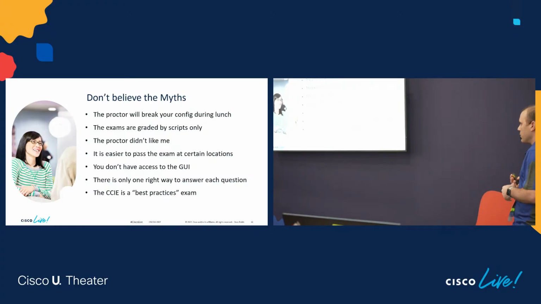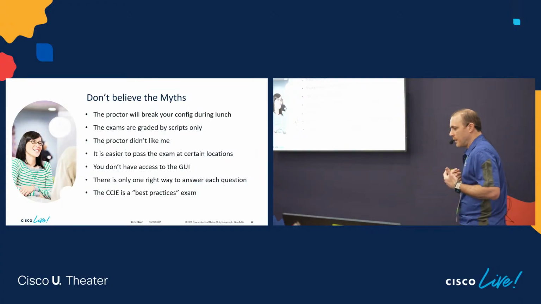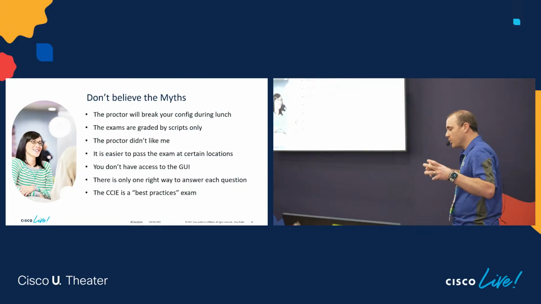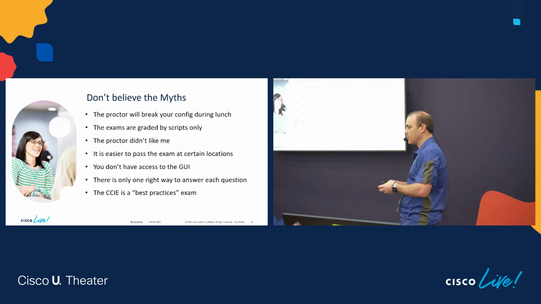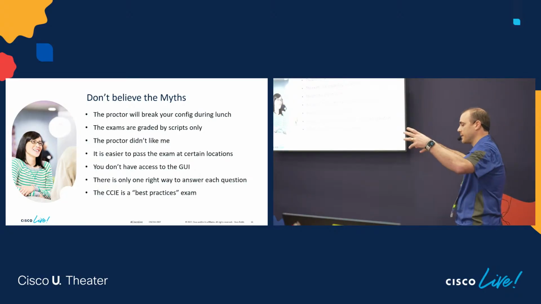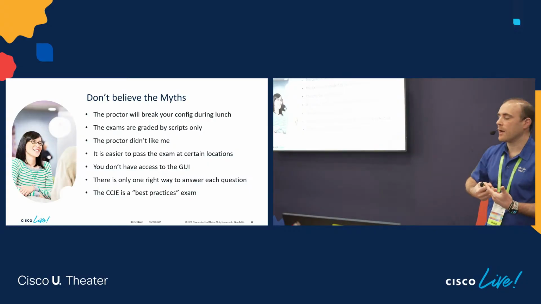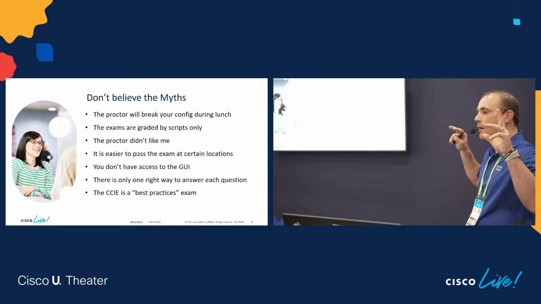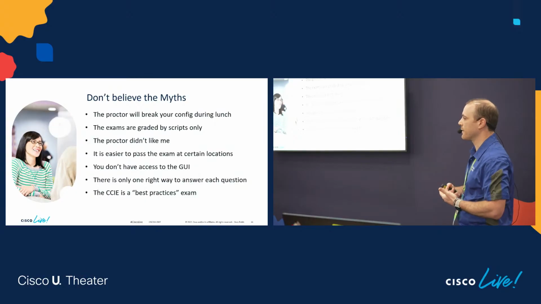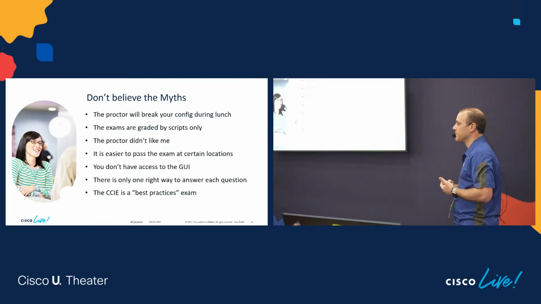So the first one is that the proctor will break your config during lunch. And this one for me is very funny, because what actually happens when you take the exam is that when it comes to the lunch break, you all go as a group. You all go to the elevator, to the lift, as a group. You all go to the restaurant, to the canteen, as a group, and sit on one table as a group, and then you all come down back as a group. So I don't understand how someone can say that the proctor is going to break your rack during lunch, and everyone's rack, while you are having lunch with him in front of you. That is not the case, okay?